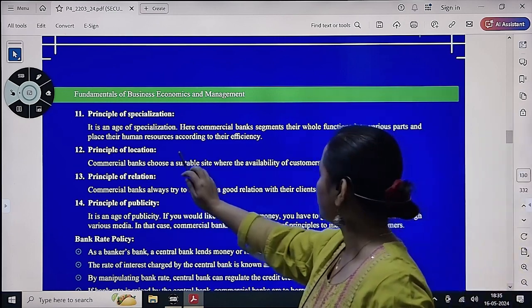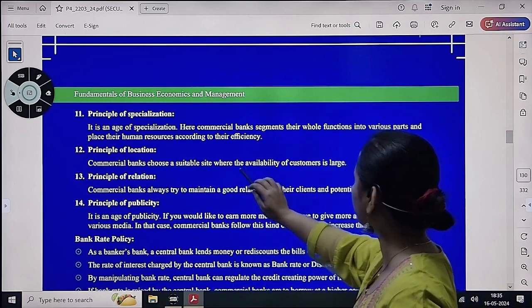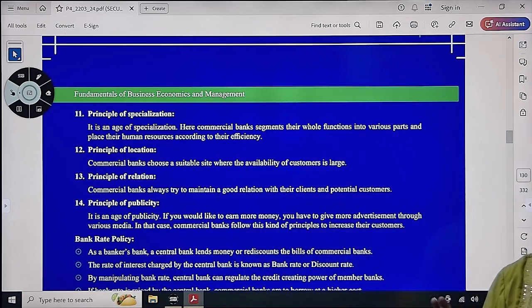Next is principle of location. So they will choose a suitable location. Okay, looking carefully at the location, they go and open a branch where the customer will not have any problem, right, where they will get more customers, where customers will not find it difficult, okay, to reach the bank. Open your eyes, see the book.